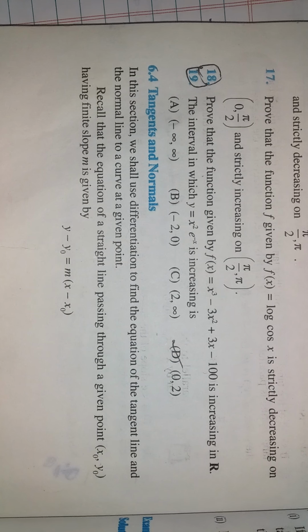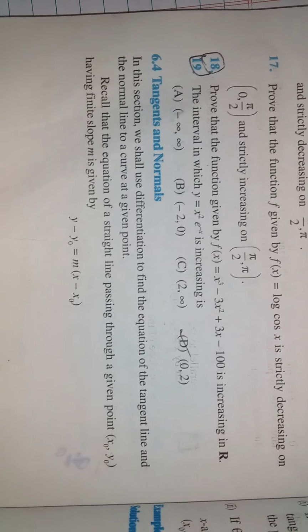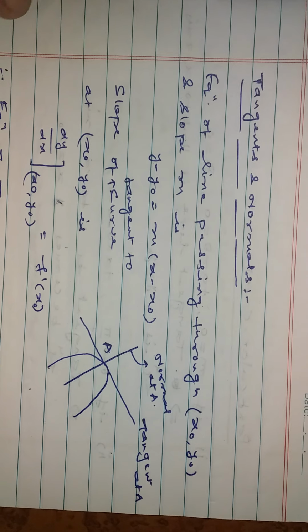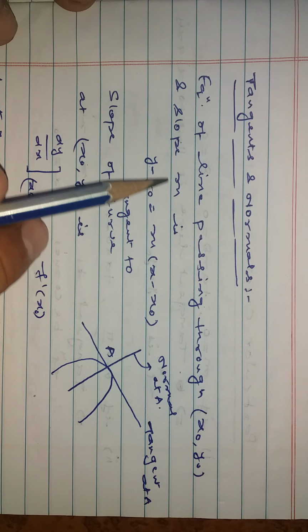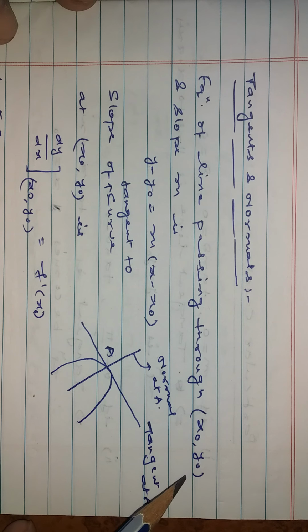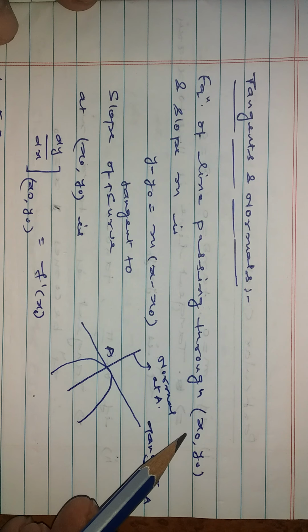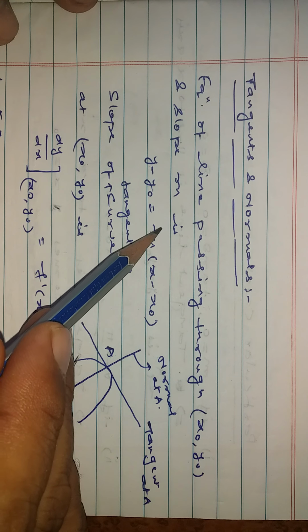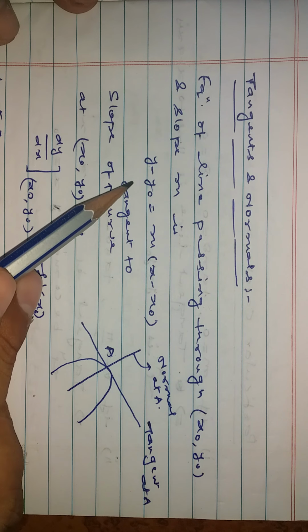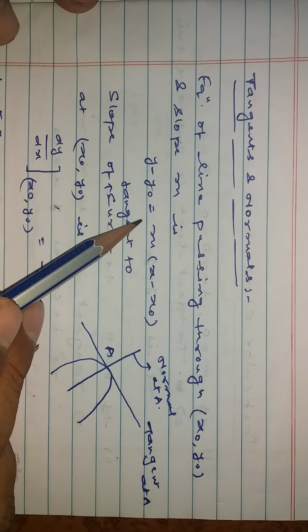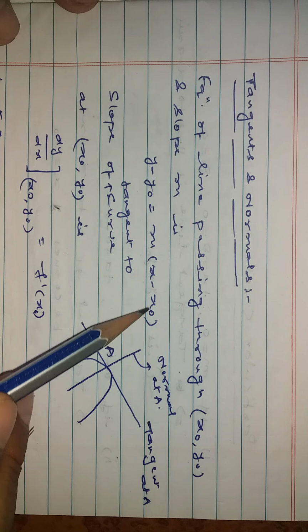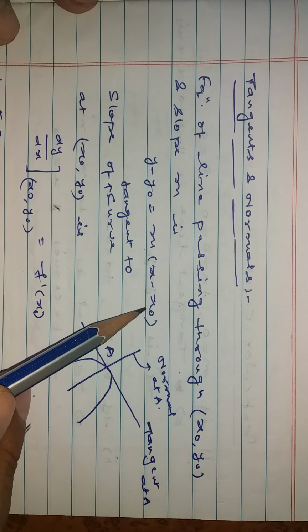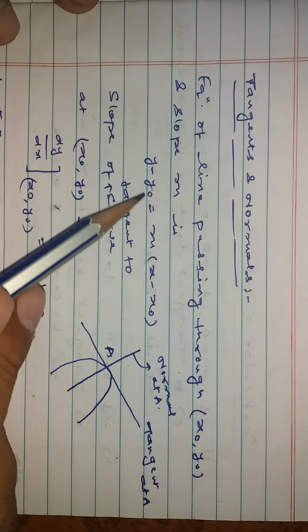Now, for the tangent and normals, we have the equation of a line. We know from 11th standard that the equation of a line passing through the point x naught, y naught, and having slope m is given as y minus y naught is equal to m times x minus x naught, where m is the slope and x naught and y naught are the point.